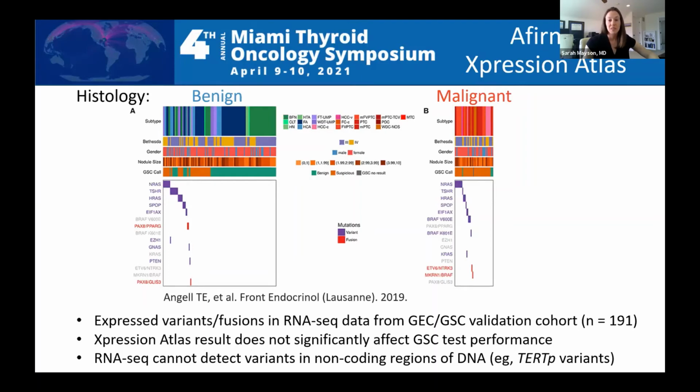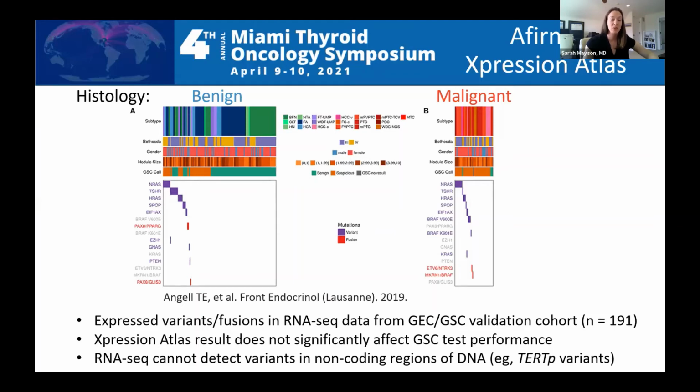There was an industry-sponsored validation study that Dr. Nikiforova mentioned earlier, and this demonstrated that approximately half of malignancies from the AFIRMA GEC/GSC validation cohort harbored gene variants or fusions that could be detected through RNA sequencing. But it was found that Expression Atlas itself did not significantly affect how the GSC test performed, meaning that it didn't significantly impact the positive predictive value of a positive GSC test.